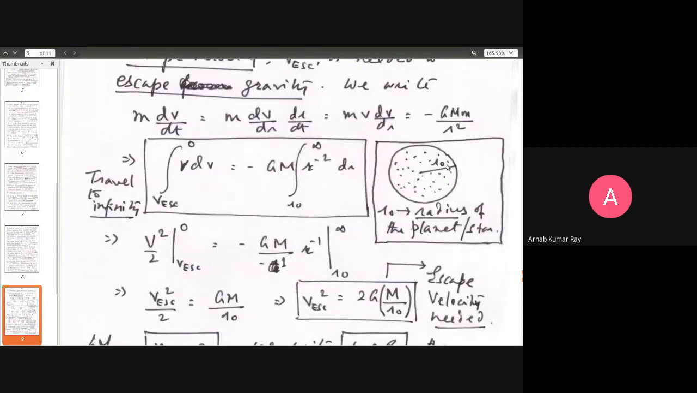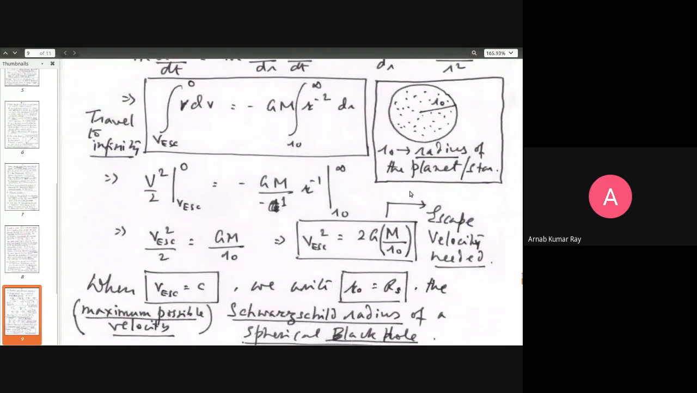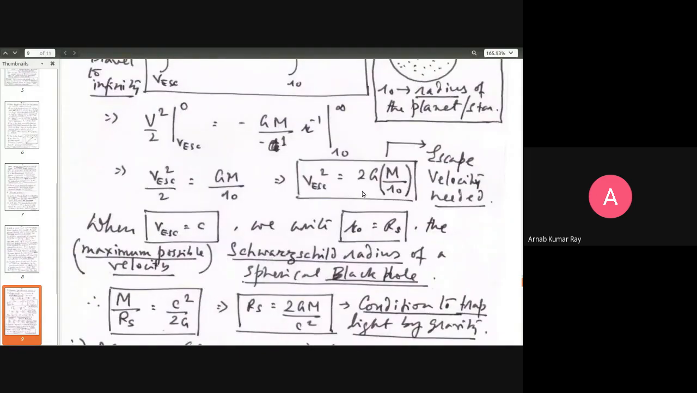Here, just a small diagram. The radius of a planet or star, whatever, can be your R naught. Although I gave you the example of Earth as a matter of common experience, that's the only planet we all know, this principle can apply to any other spherical object, spherical planet. Now let us see what we can do.